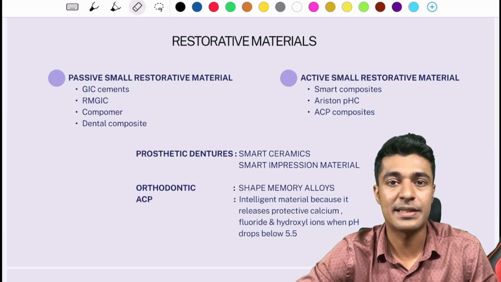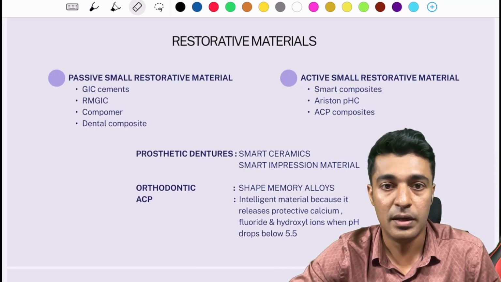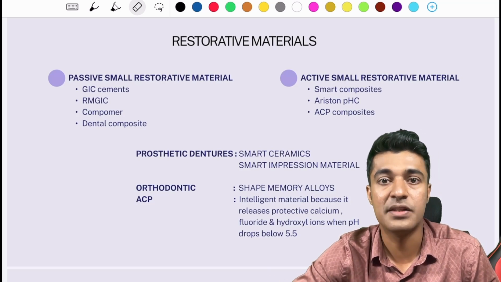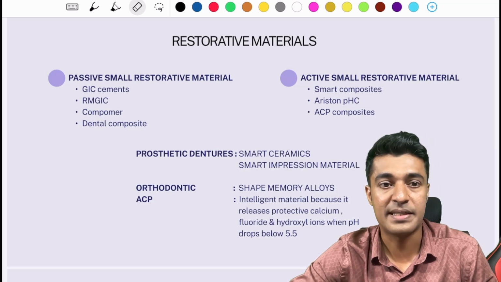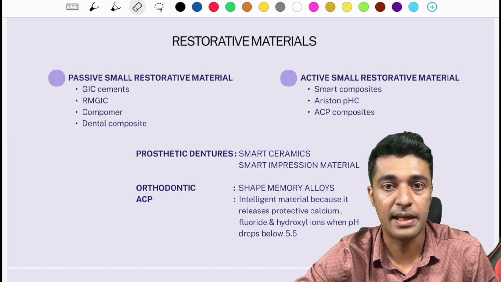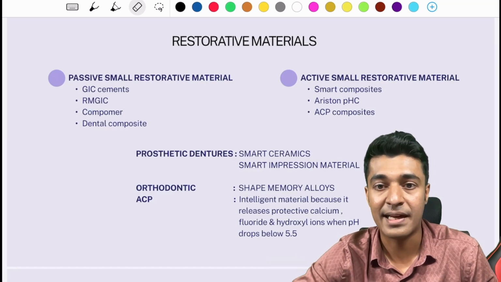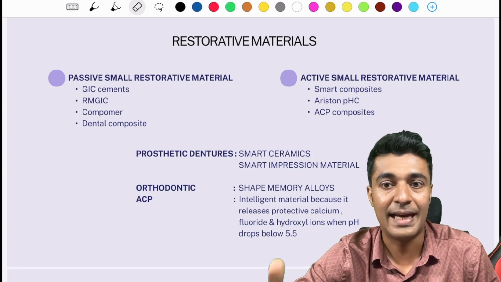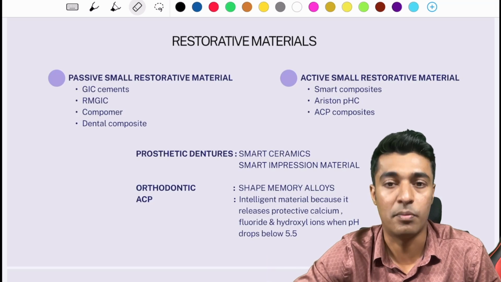Coming to some of the restorative materials that are used in pediatric dentistry, there are passive restorative materials and active restorative materials. Passive includes the GIC, resin modified glass ionomers, composites and compomers. Whereas the active restorative materials include smart composites, Ariston PHC and ACP composites.